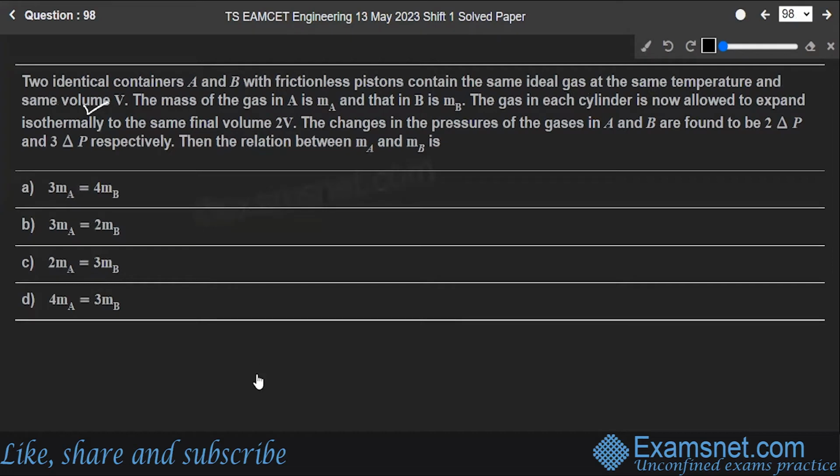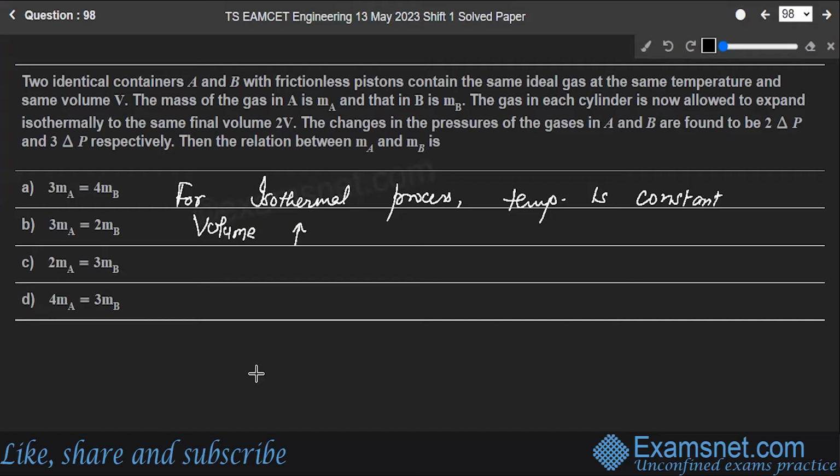Okay, first thing, you are having an isothermal process over here. For the isothermal process, temperature remains constant. So volume is increasing in this question. If volume is increasing, then pressure will decrease. Why? Pressure is inversely proportional to volume. So if volume is increasing, pressure will decrease, or if volume is decreasing, pressure will increase.